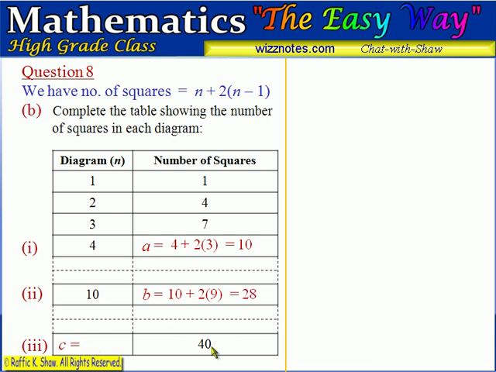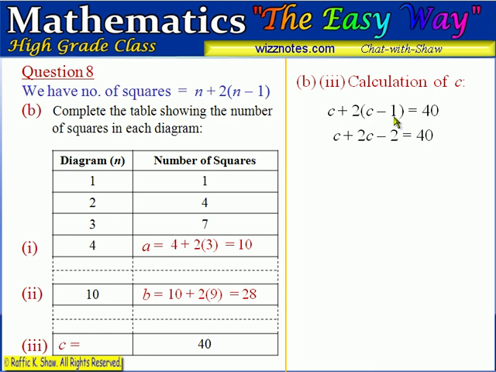Here now, we have the number of squares and we want the diagram number. We can do this calculation using the same formulation, right? In this case, n is equal to c. If n is equal to c, then c plus 2 times c minus 1 will be equal to 40 squares. We are trying to find the diagram number c. Using the same formula, in this case n is c, so it's c plus 2 times c minus 1 here would be equal to 40. All we need to do now is calculate the value of c from this equation.